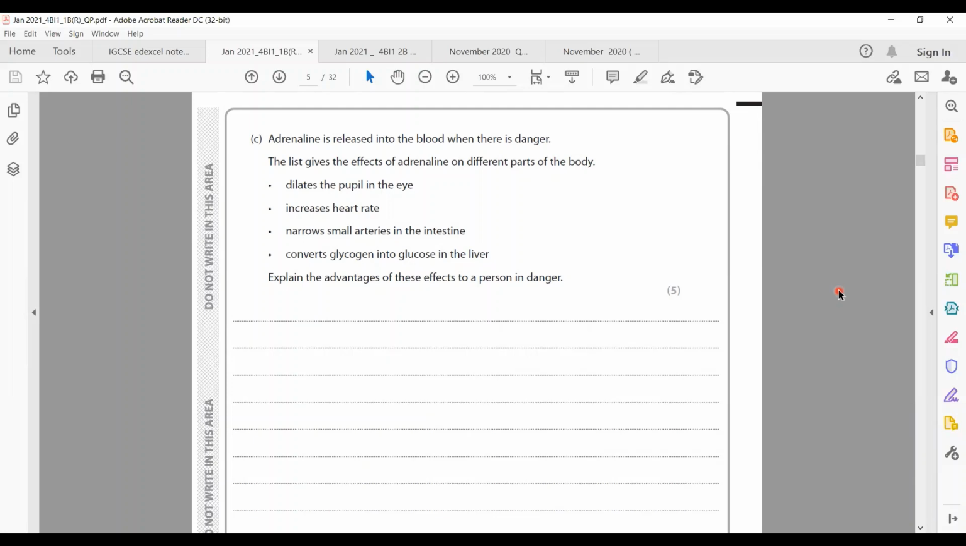Adrenaline is released into the blood when there is danger. The table gives the effect of adrenaline on different parts of the body: dilates the pupil in the eye, increases the heart rate, narrows small arteries in the intestine, converts glycogen into glucose in the liver. Explain the advantage of these effects to the person. For each one, what is its advantage?